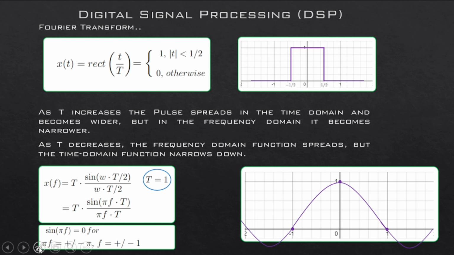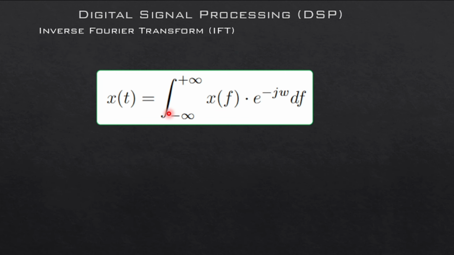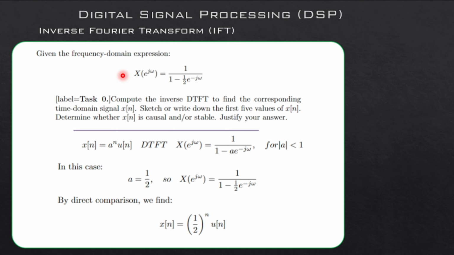All right. Now, if you want to get the inverse function, x(t) is equal to the integral from minus infinity to plus infinity of X(f) e^(jωt) df. That's to get the inverse Fourier transform, to get the original function out of the transform itself. All right, so let's do an exercise to get the inverse Fourier transform.